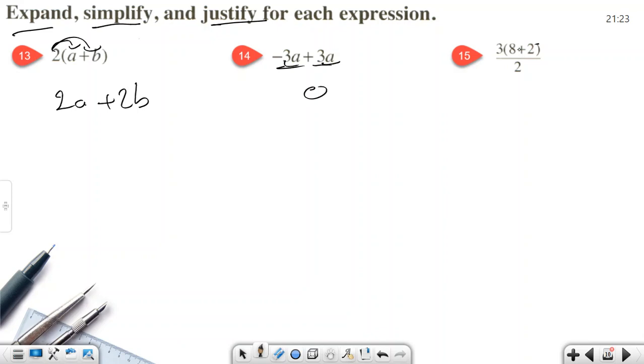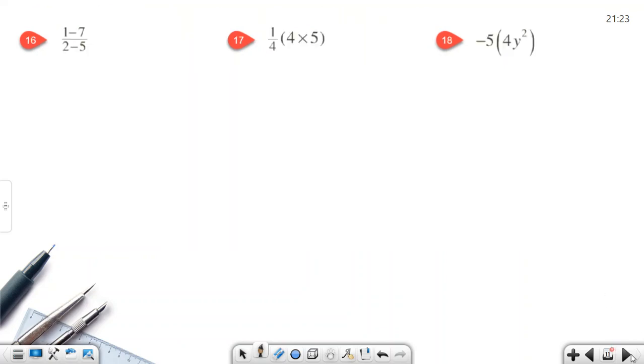Okay, let's do that one. 8 plus 2 is 10. 3 times 10 over 2. We can simplify 10 and 2: that's going to be 5, and that's going to be 1. 3 times 5 is 15. 15 over 1 is 15. We don't need to write the 1 in the denominator. Let's see the other questions. If there are different questions, I will solve them.